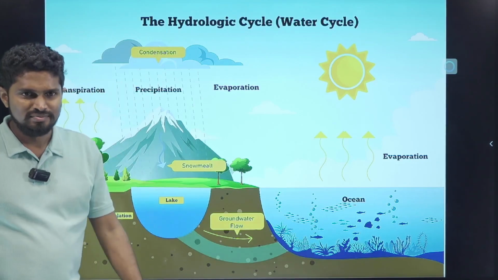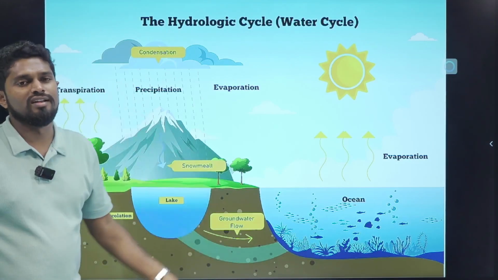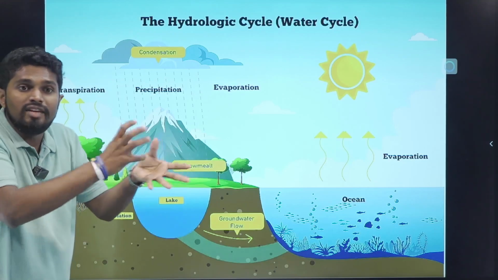Cloud, no. Inside of a cloud there is some liquid water.